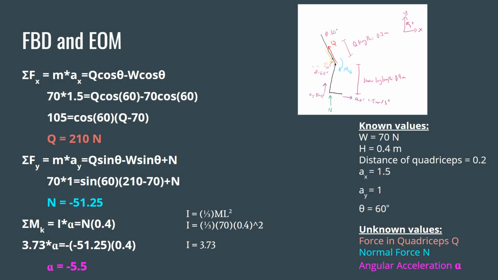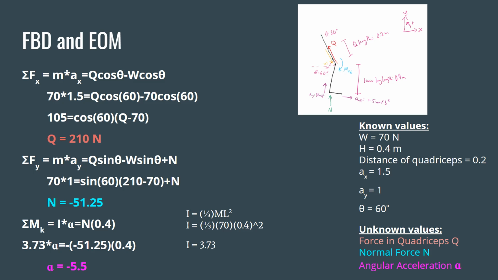Using the indicators for positive and negative directions, one can set the forces in the x direction equal to quadriceps force times cosine theta minus the weight times cosine theta. Solving this equation results in a quadriceps force of 210 newtons. The same process is repeated for forces in the y direction to find the normal force. This equation results in a normal force of negative 51.25 newtons.